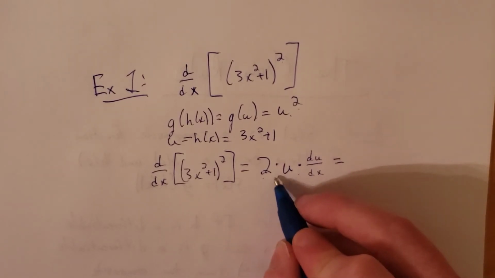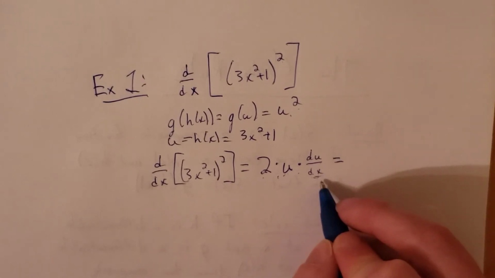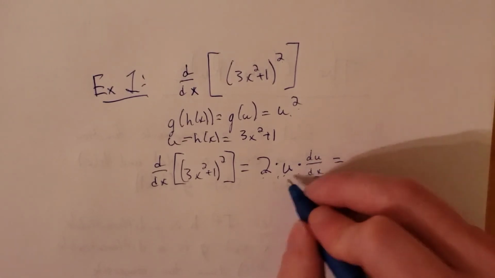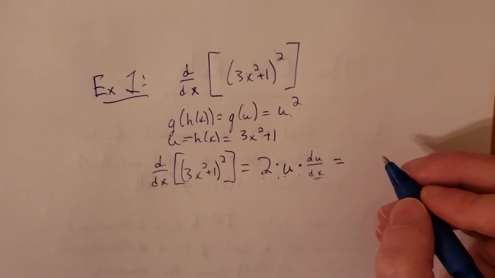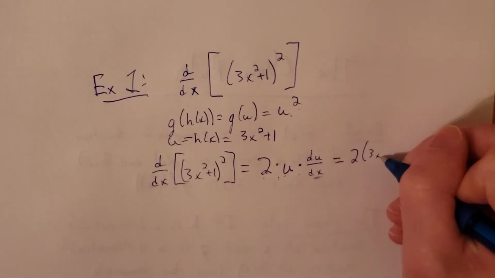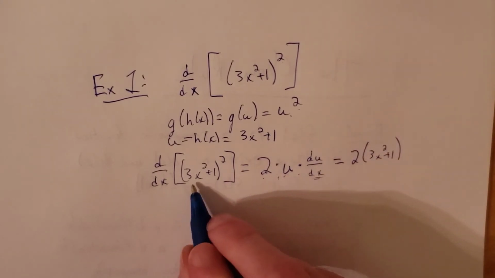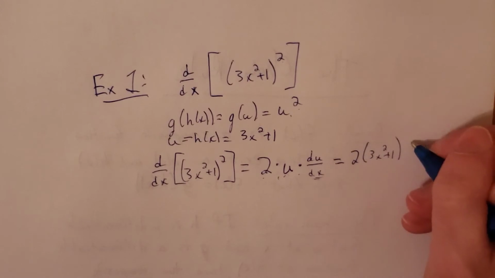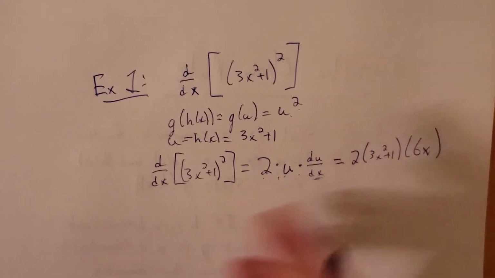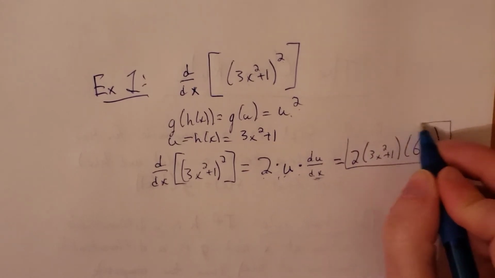We take the derivative of the outer function, which is 2u, times the derivative of the inner function, times the derivative of u. So we get 2u times du dx. Well, this is 2 times u, which is 3x squared plus 1, times du dx. What's the derivative of 3x squared plus 1? That is 6x. And we could generally stop here.